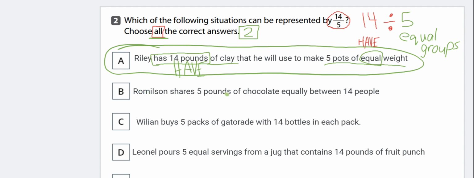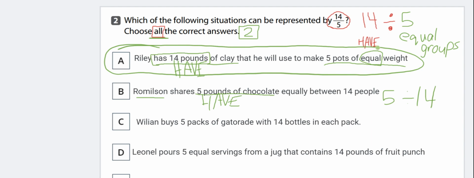Romilson shares 5 pounds of chocolate equally between 14 people. Now I always start with what I have. What does Romilson have? Does he have 5 pounds of chocolate or does he have 14 people? That's right, he has 5 pounds of chocolate. I always remember I'm not going to split people. So I have 5 pounds and I'm splitting it between 14 people.